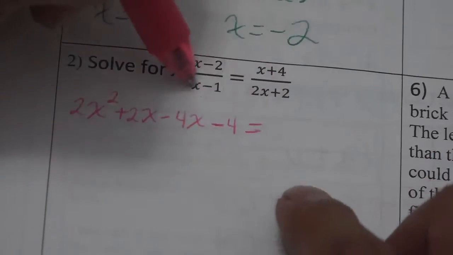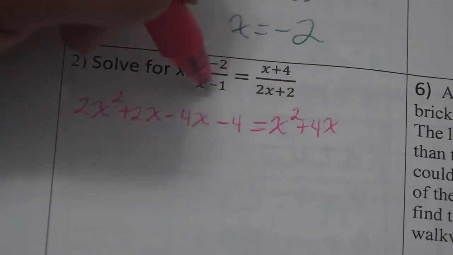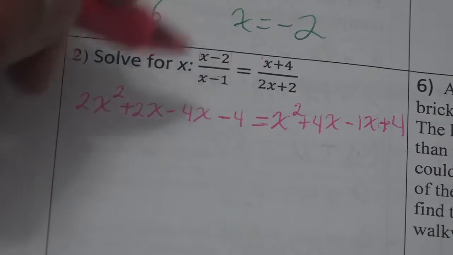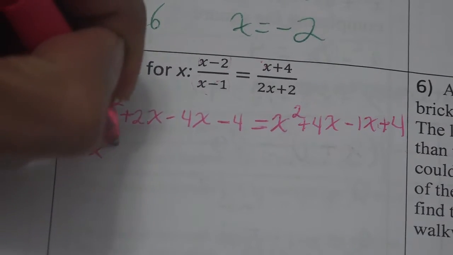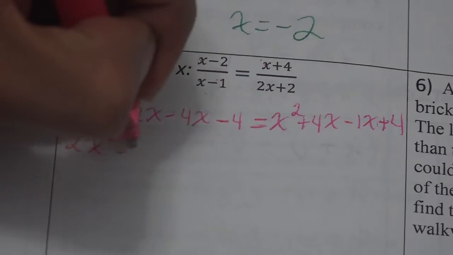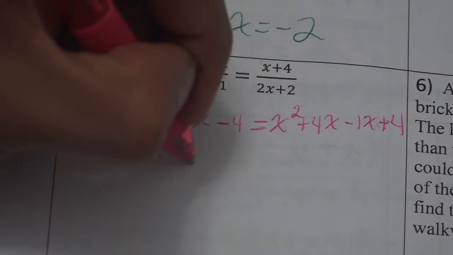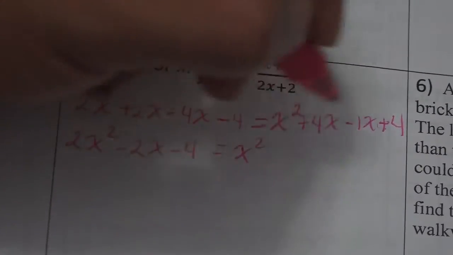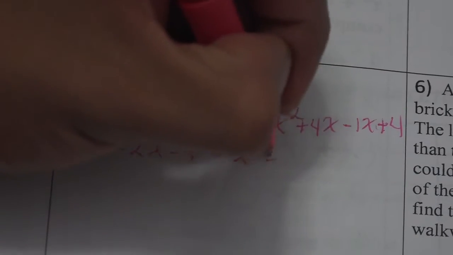Then the equal sign. Now I'm gonna start here. X times x is x squared. X times 4 is 4x. Negative 1 times x is negative 1x. Negative 1 times 4 is negative 4. Now I'm going to add the like terms if I have any. So I have 2x squared. 2x minus 4x is negative 2x minus 4. Equaling. And here, what are the like terms? Well, I have x squared. And then I have 4x minus 1x. That's positive 3x plus 4.